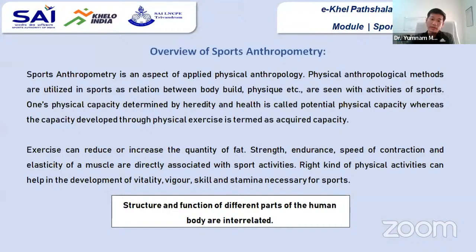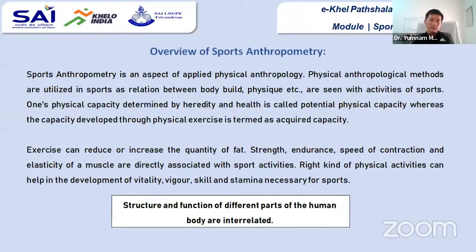Anthropometry is an applied aspect of physical anthropology. One science discipline is anthropology. In that anthropology, one is physical anthropology, another is social anthropology. So sport anthropometry is an applied aspect of physical anthropology. Physical anthropological methods are utilized in sports for the relation between body build, physique, etc. And this is also related with the activity of the sport.